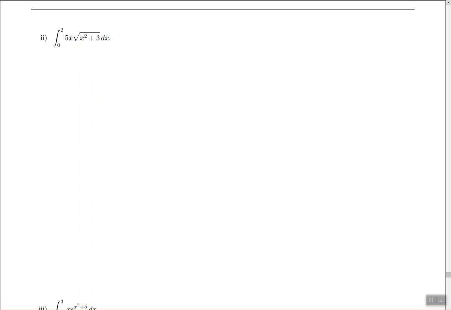So looking at part 2 of this example, I see again an integral from 0 to 2 of 5x, and I see a square root of x squared plus 3. And the idea is, again, radicals in this chapter are always bad. So we don't like having a square root. So what we're going to do next is find a way to rewrite the problem without the radical.